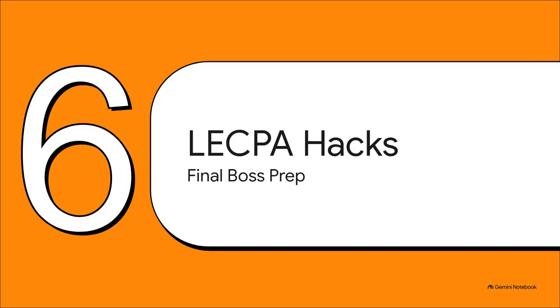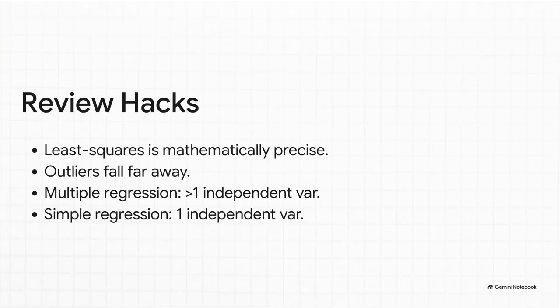Section 6. LECPA Rapid Review Hacks. Final Boss Preparation. Treat these next points like mental flashcards for guaranteed easy points on the exam. First up, Least-Squares Regression gives the most mathematically precise cost estimate compared to, say, high-low or visual fit methods. Second, if you see a data point falling far, far away from all the others on a scatter diagram, that's called an outlier. Third, multiple regression analysis involves one dependent variable and many independent variables. And fourth, simple regression analysis involves one dependent variable and just one independent variable. Lock those definitions in right now.